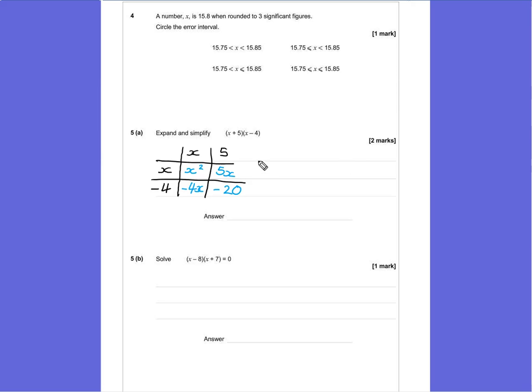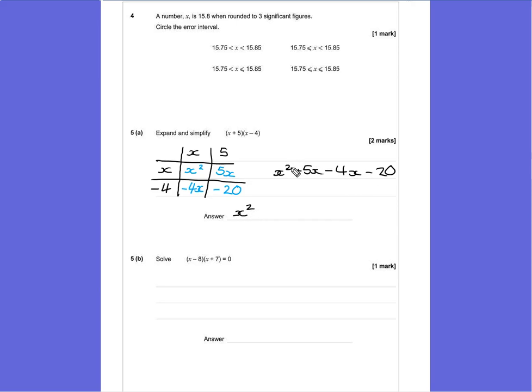Now there's 2 more stages left to be actually solving this and simplifying it. First off, it's a good idea just to write down the 4 values that we found. So we have x squared, add 5x, subtract 4x, subtract 20. And that is fully expanded. However, to simplify this, we need to try to gather together everything which is the same. We only have one lot of x squared, that's nowhere else, so that's already in its simplest form.